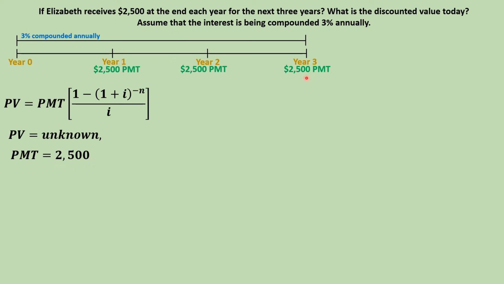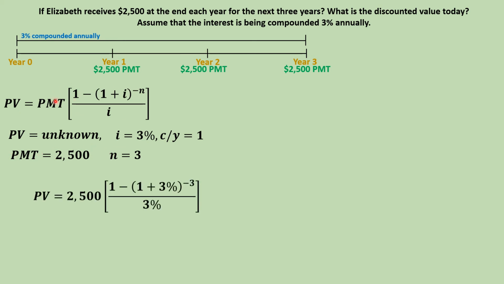So you're just going to write it once, because it's applied only once here. It's just the $2,500 that she's going to receive. The interest rate is 3%, compounded annually, so your C per Y, compounding per year, is equal to 1, and your n is equal to 3. Your number of terms is 3 because she's looking at 3 years, compounded annually. So now we can simply take these variables, plug them into this equation, and then we should be able to solve for the value.